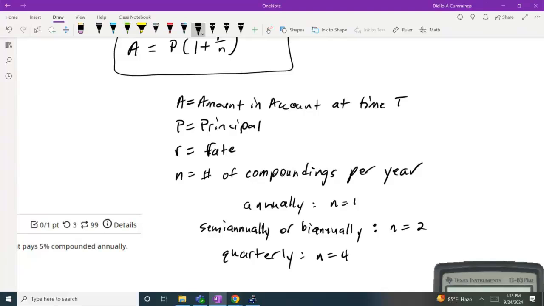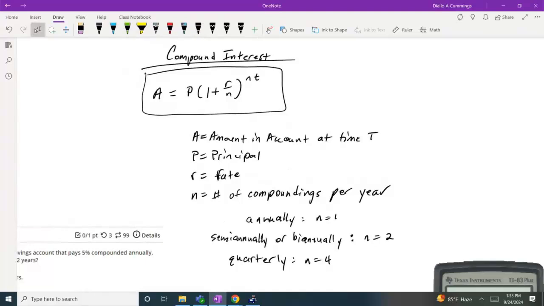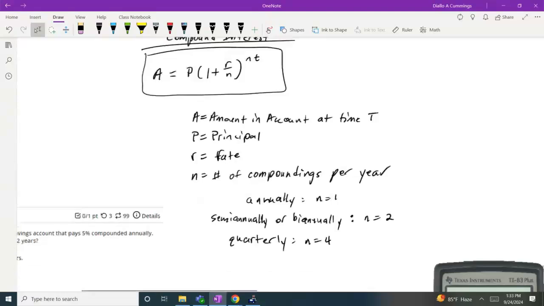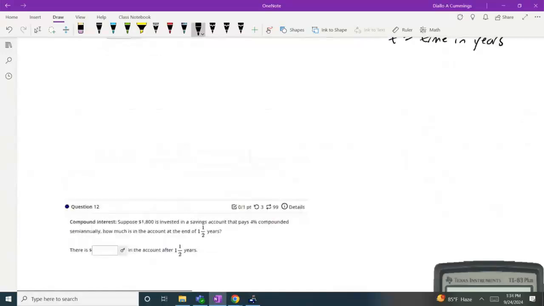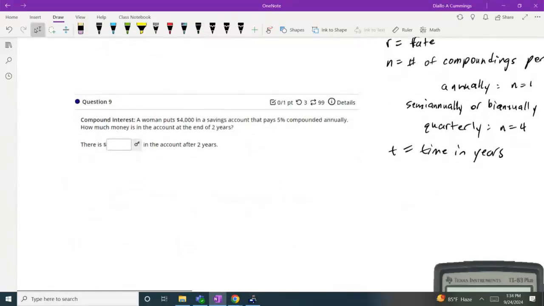So in these particular problems that use the compound interest formula, they will give you the number of compoundings. That's another indication that you should use this formula. And then lastly, T is the time, and that time has to be in years. Right, so 360 days constitutes a business year. All right, so let's take a look at problem number 9.